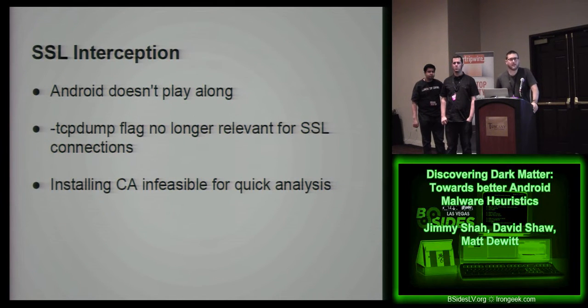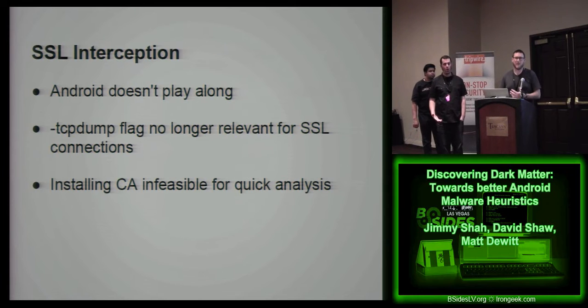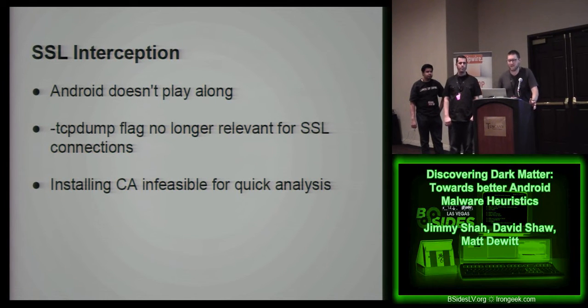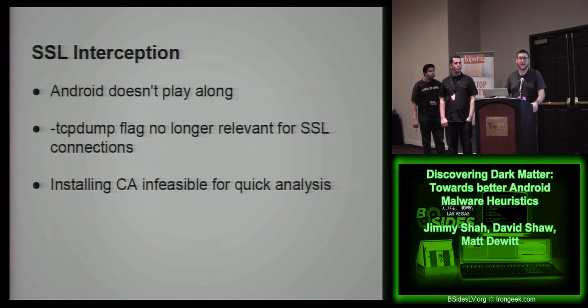So in order to do that, we need to do some SSL interception. And Android doesn't play along in the same way that it does with the TCP flag. It basically becomes irrelevant once you notice that the traffic is all encrypted. And we notice that probably 99% of malicious traffic is going to be encrypted. We think that malware authors do the easiest thing first, and if the easiest thing is plain text, sometimes we'll get a hit there, but overall, not so good for that. And installing a CA isn't feasible for quick analysis because we're trying to do this iterative process, but we will get to that a little bit later.